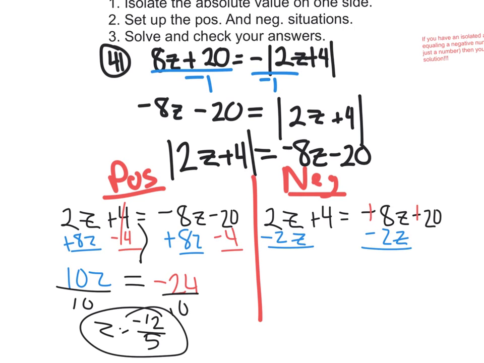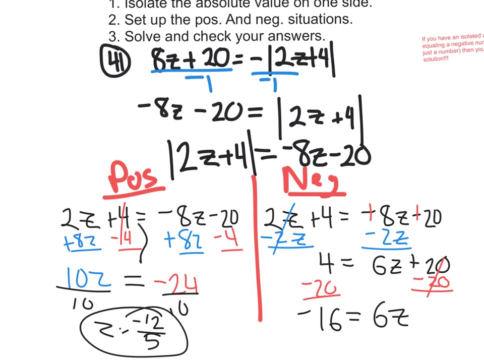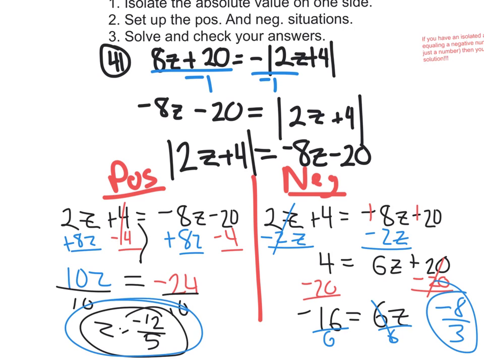On the other one, subtract 2z from both sides to get this to cancel. New equation: 4 equals 6z plus 20, and then subtract 20, and then at the very end divide both sides by 6. There we go. So your final answer is going to be z equals, this cancels, 16 over 6, that becomes negative 8 over 3. So we have two answers here, the negative 12 over 5 and negative 8 over 3.